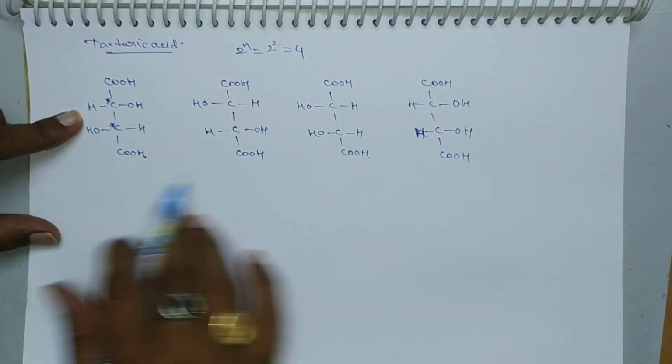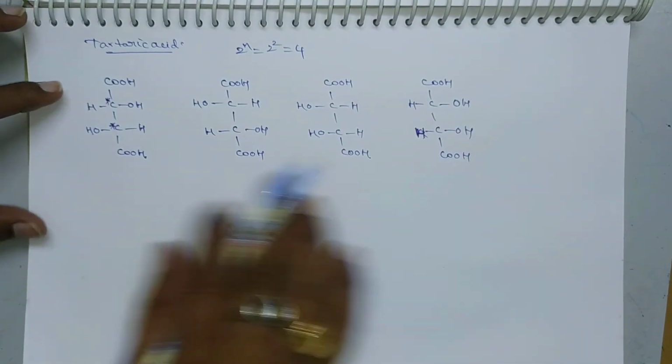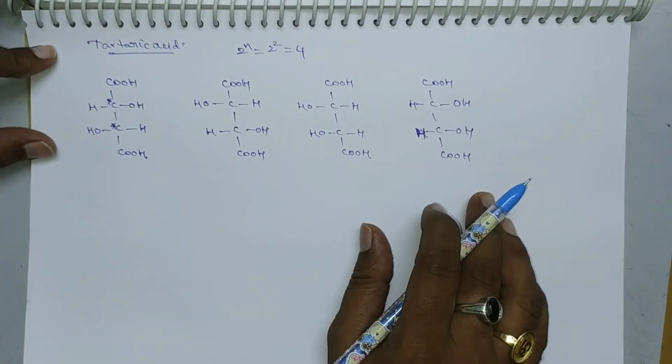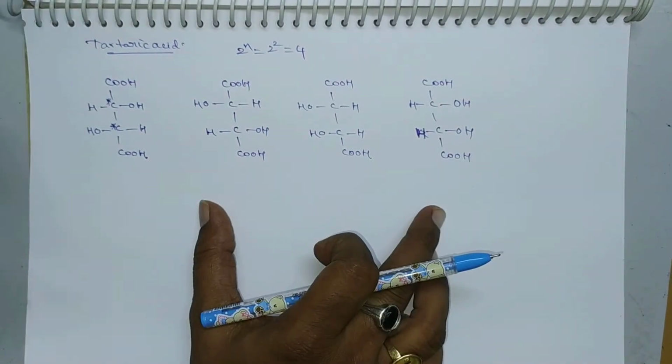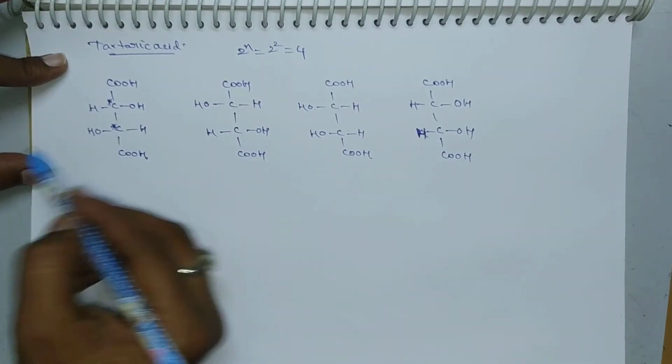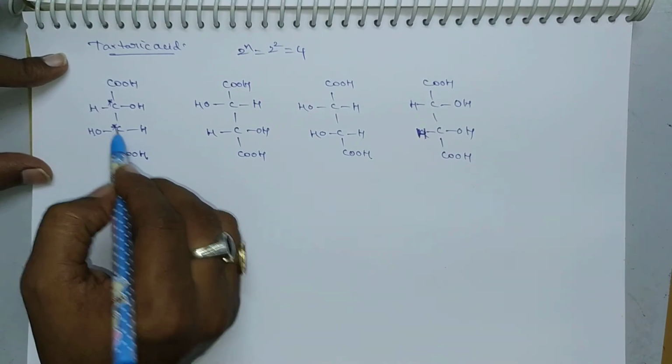Okay. So these 4 isomers are possible. By interchanging, that means by breaking and making of bonds, we can get these 4 isomers. Among these 4 isomers, we have to predict now which is optically active and which is optically inactive. So now let us check this one. So here it consists of 2 chiral carbons.